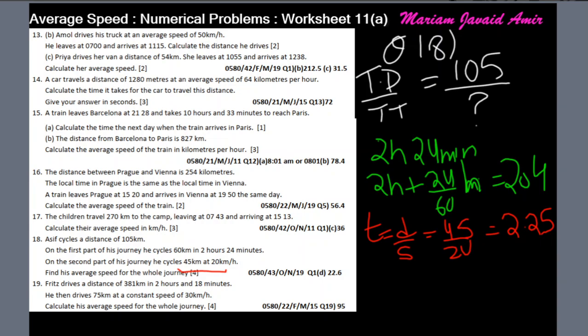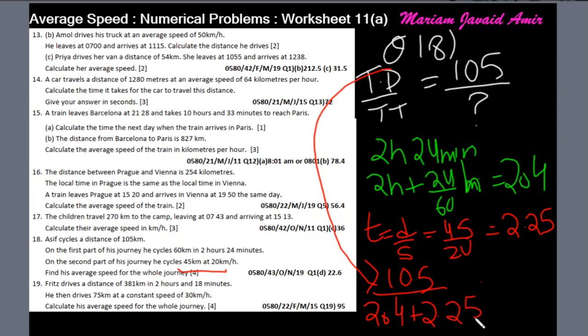hours. So the total distance over total time will be 105 over 2.4, which was the time for the first part of the journey, and 2.25 is the time for the second part of the journey. So 105 divided by 2.25 plus 2.4, and we get, no, we get 22.58. So the rounded off answer will be 22.6.